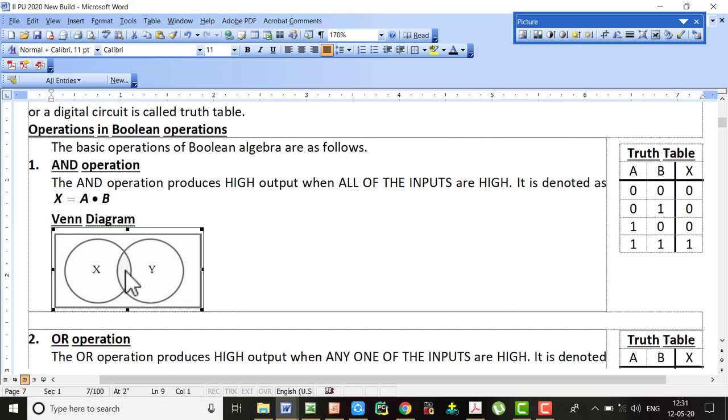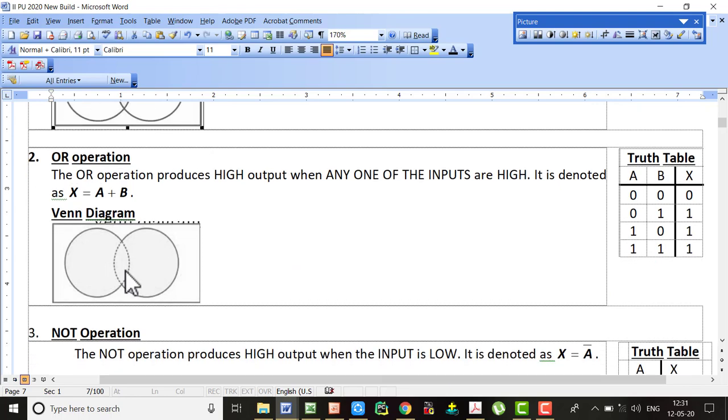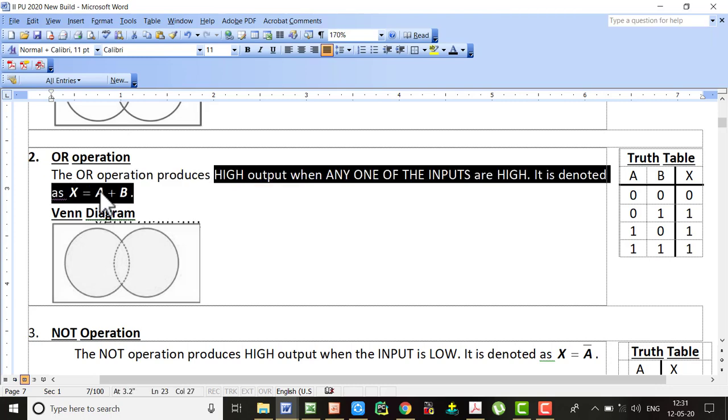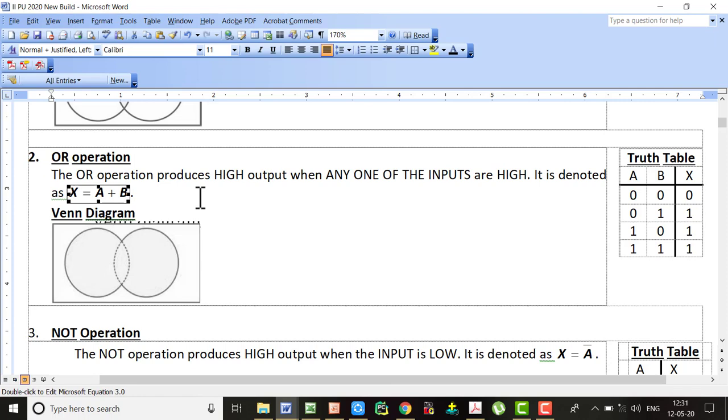Next operation is OR operation. The OR operation produces high output when any one of the inputs are high. Let me tell you, the OR operation in Boolean algebra is nothing but Boolean addition. Just consider this operation, x is equal to a plus b.